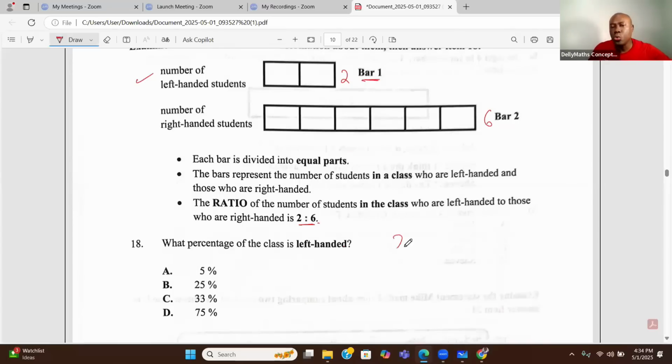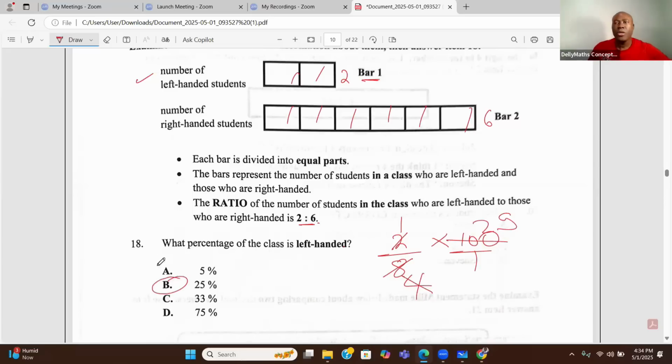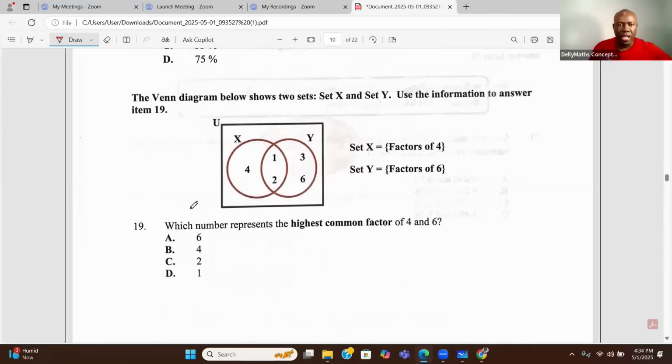Use the ratio. It's 2 that is left-handed out of 8 because it's 8: 1, 2, 3, 4, 5, 6, 7, 8. So 2 out of 8 times 100, and then you could break this down, right? 2 into itself 1, 2 into 8 is 4, and 4 into 100 is 25. So for this one, the answer we're looking for is 25%.